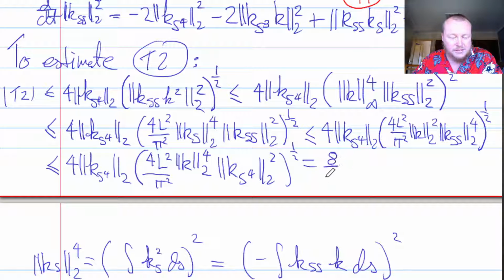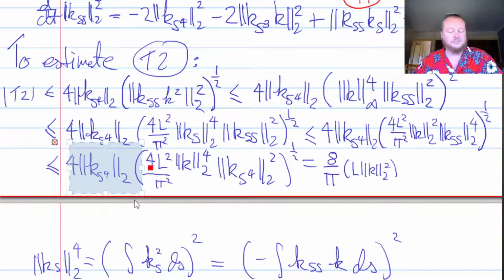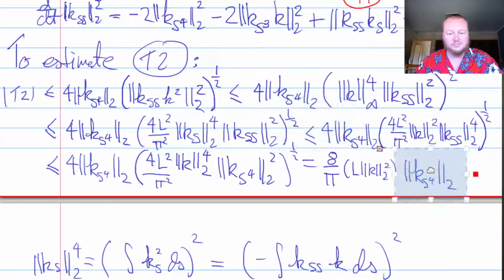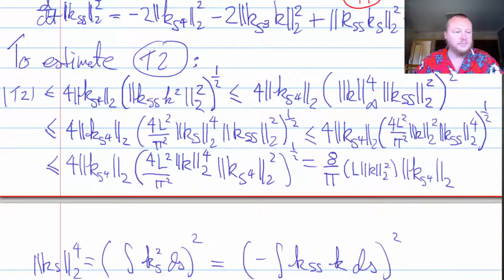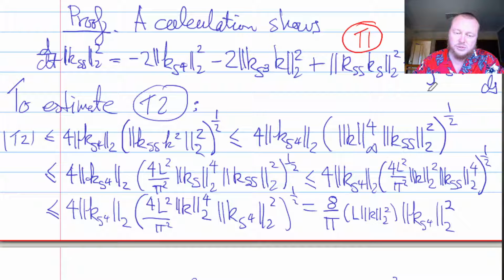over pi. And then I'm just going to write this as L, because it's square root, right? So L K in L2 squared. Okay, and then of course there's this factor, which I can just cheat. Stick him there. And don't forget the power. Okay, so that's the first term. Well, it's actually T2, but anyway, that's the first term.